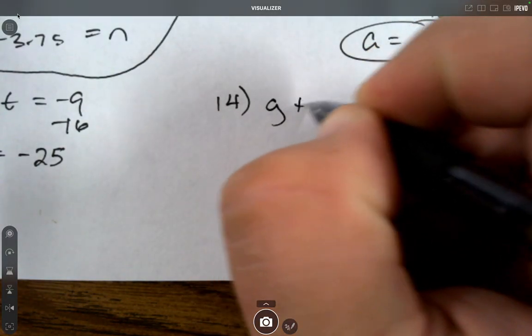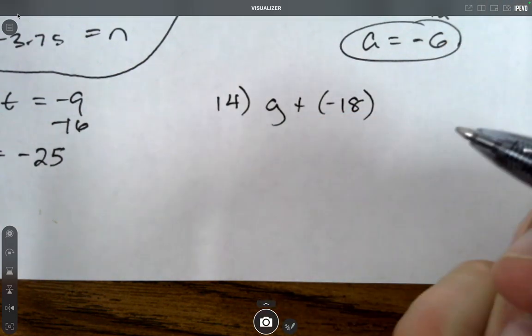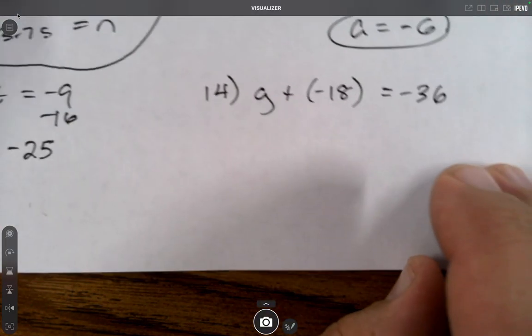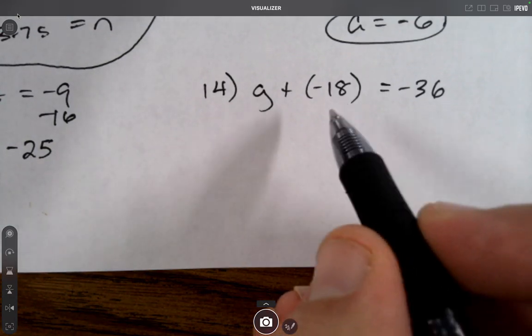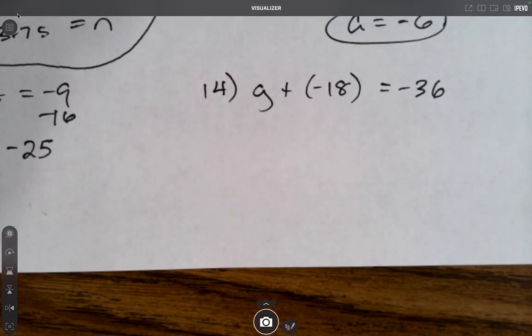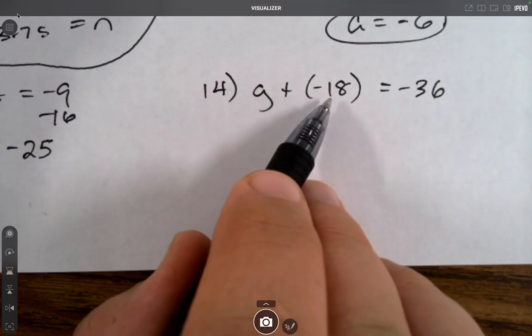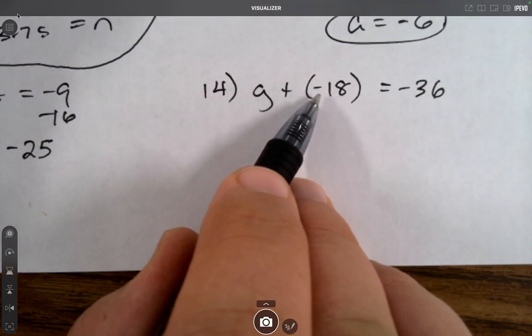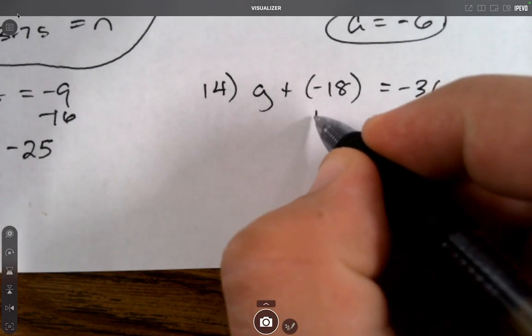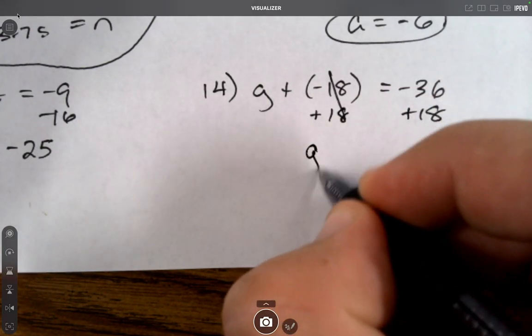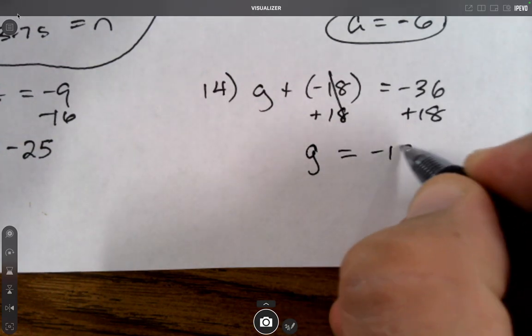G plus negative 18 equals negative 36. So that's a negative 18. So to get rid of it or to cancel it out, we have to add 18. Don't worry about this sign. Just look at the one directly in front of the number. It's a negative, so the opposite is adding. So you add 18 to both sides. We get G equals negative 18.